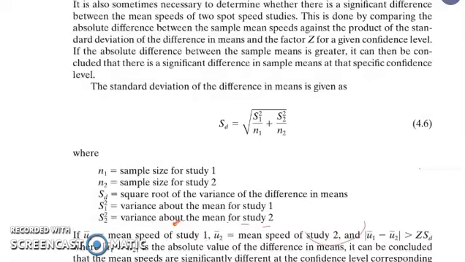So you make use of this equation, wherein n sub 1 is the sample size for study 1, n sub 2 is the sample size for study 2, and s sub d is the square root of the variance of the difference in means. s1 squared is the variance about the mean for study 1, and s2 squared is the variance about the mean for study 2. This standard deviation formula is used when we want to compare the difference between the mean speeds of two spot speed studies.